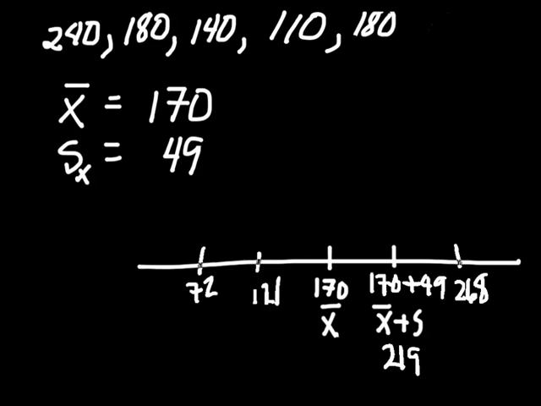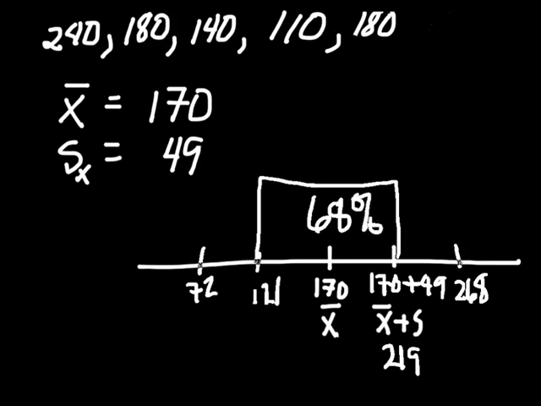Now, what this also means is that there is approximately, again, 68% of the data within 1 standard deviation of the mean. So between 121 and 219, and so if we go count those data points, that's 1, 2, 3 data points out of 5. So we have 60% of our actual data between those two numbers. So that's pretty close. Even with this small data set, we were actually pretty close.